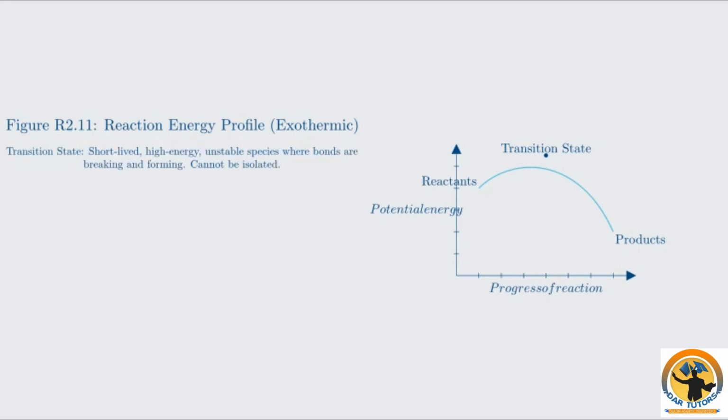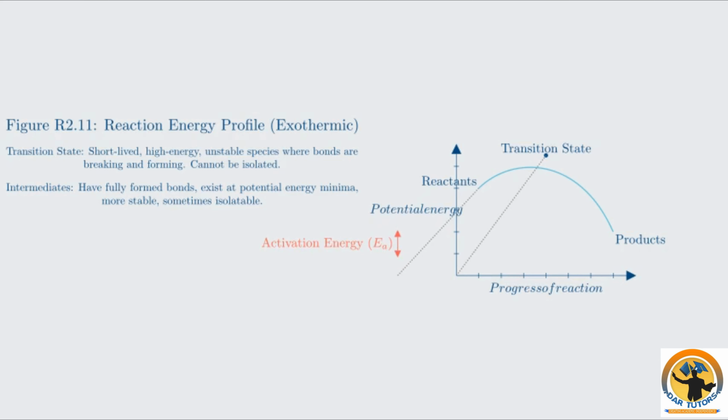The transition state is a short-lived, high-energy, unstable species where old bonds are breaking and new bonds are forming. It cannot be isolated. Intermediates, which we'll discuss later, have fully formed bonds and exist at potential energy minima, making them more stable and sometimes isolatable. So, to recap, activation energy is the minimum energy required to reach the transition state and initiate a reaction. It is represented by an energy barrier on a reaction energy profile.